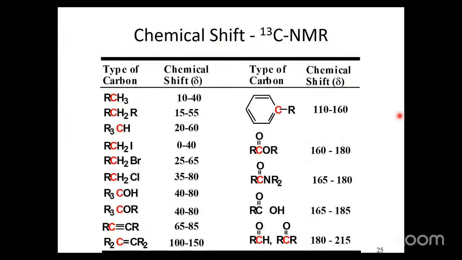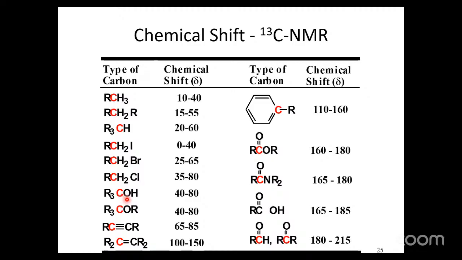These are the values. The methyl carbon in saturated compounds will come between 10 to 40. Methylene carbon 15 to 55. Methine carbon 20 to 60. Methylene carbon attached to iodine 0 to 40. Methylene carbon attached to bromine 25 to 65. Methylene carbon attached to chlorine 35 to 60. So as electronegativity increases, the delta value also increases.